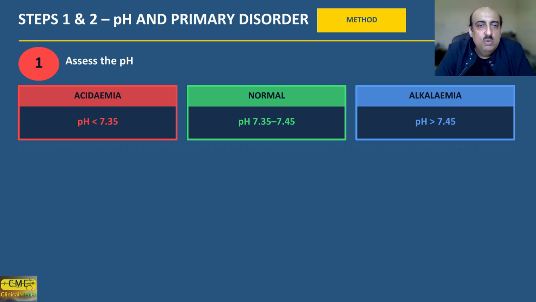Steps number 1 and 2. Step 1, assess the pH. Is it normal, 7.35 to 7.45? Is it low, which indicates a pH of less than 7.35, which is acidemia? Is it high, above 7.45? That indicates alkalaemia. Acidosis is the process of generating acid.